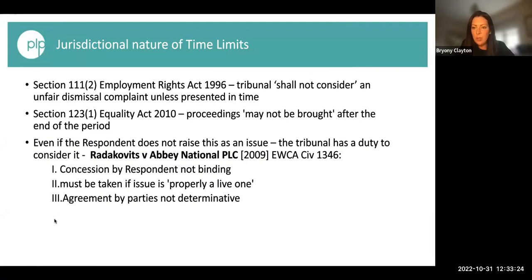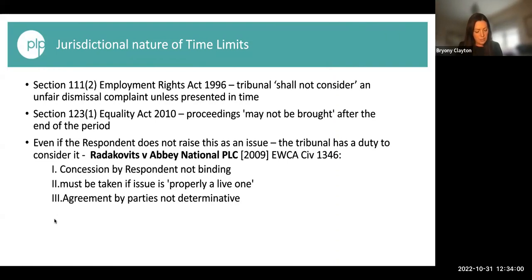Firstly, this is the reason we chose this topic. It's the jurisdictional nature of the time limits. The most commonly referred to statutory provisions are unfair dismissal and Equality Act claims, and those are set out on the slides. Different tests, but they are mandatory provisions, so the tribunal shall not consider, proceedings may not be brought. And of course, even if this issue isn't raised by the parties, the tribunal has to satisfy itself that it has jurisdiction to hear the claims.